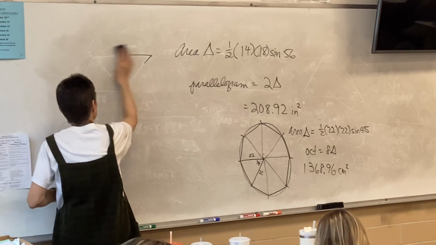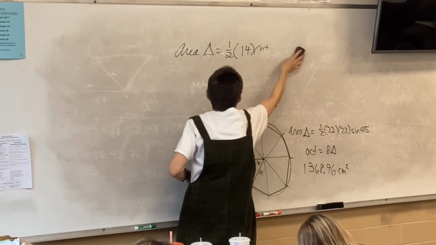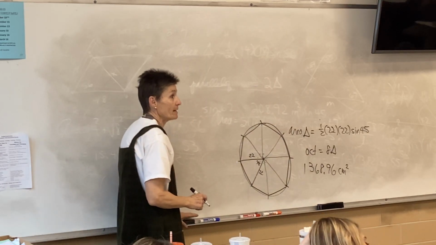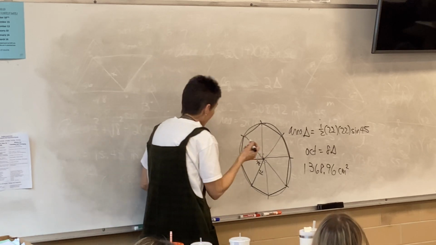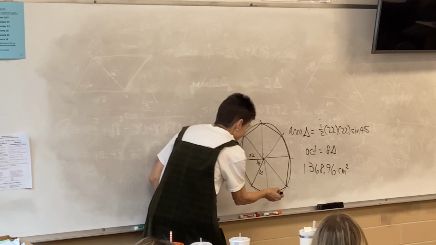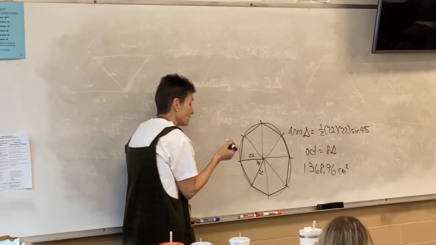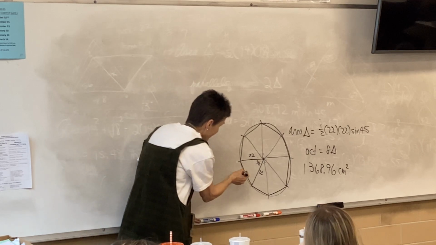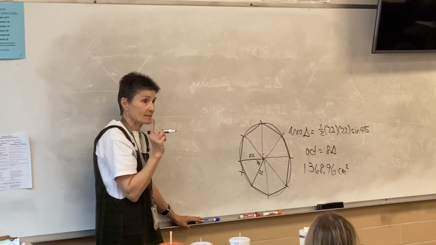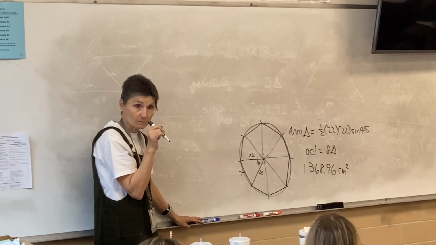Okay, so what's perimeter mean? Perimeter means distance around, right? Now, I don't know anything except all of these sides are the same, right? So if I can find one of them, I'll call it X here. I'm looking for that side right there. If I could find that side, I could times it by 8, and that would be my perimeter.